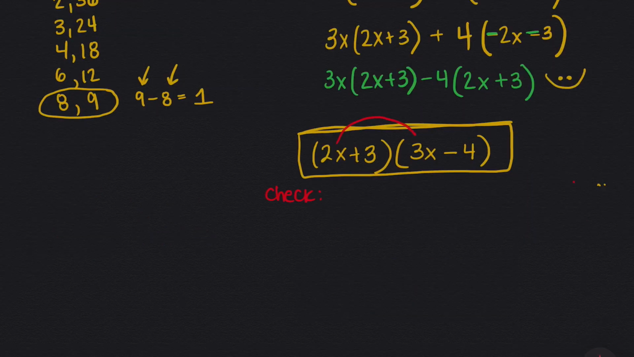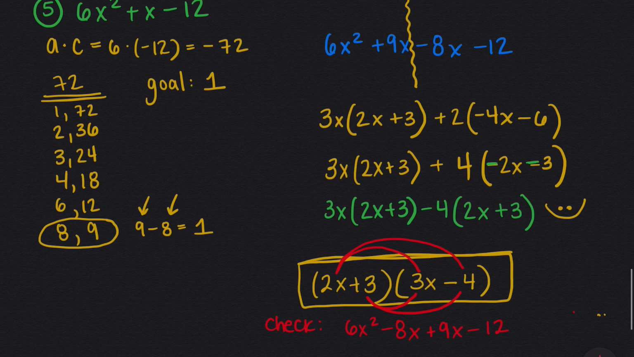So we have 2x times 3x, that's a 6x squared. Then we have 2x times -4, that's -8x. Next we have a 3 times 3x, that's a plus 9x. And finally a 3 times a -4, that's -12. We look for our like terms, there they are in the middle. -8x plus 9x, we combine them and we get a +1. So we write down 6x squared plus 1x, that 1 will be invisible, minus 12. If we compare this to our original, we have an exact match. 6x squared plus x minus 12 is perfect. And that lets us know that we factored correctly.